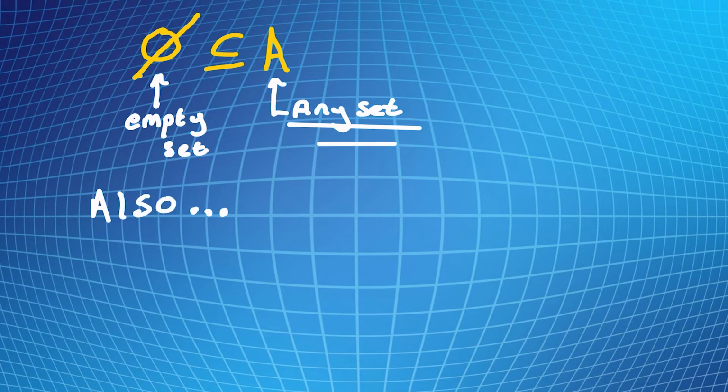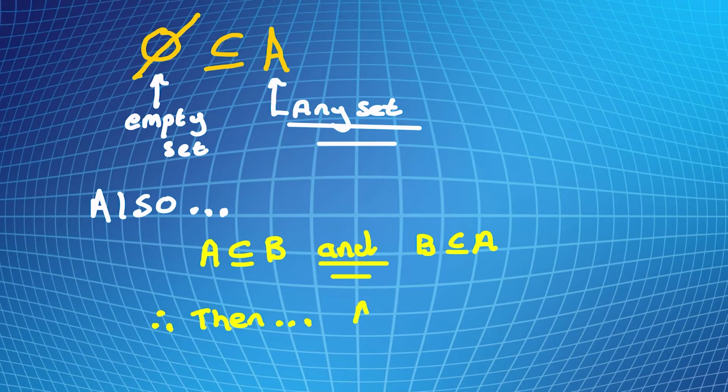Okay, also, if A is a subset of B and B is a subset of A, then A is equal to B. Because if A is contained in B and B is contained in A, they're basically the same thing or equal.